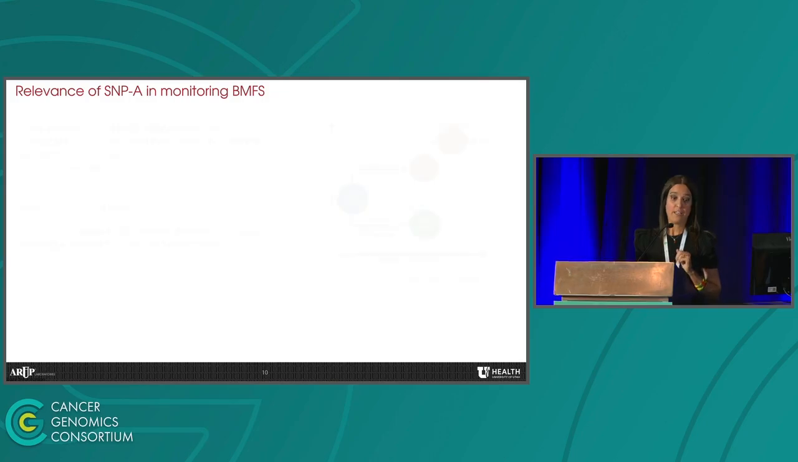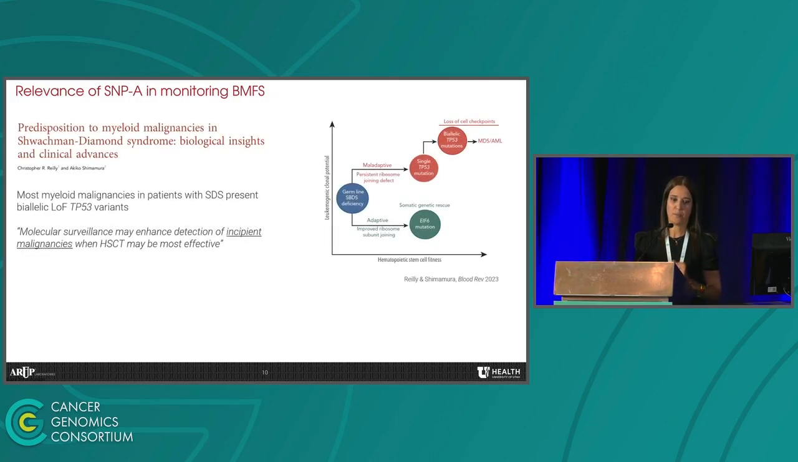So in regards to Shwachman-Diamond syndrome, the presence of biallelic variants in TP53 is relevant, as most myeloid malignancies in patients with SDS present with biallelic TP53 variants. And experts in the group have shown that molecular surveillance may enhance detection of incipient malignancies and indicate when bone marrow transplant may be most effective.